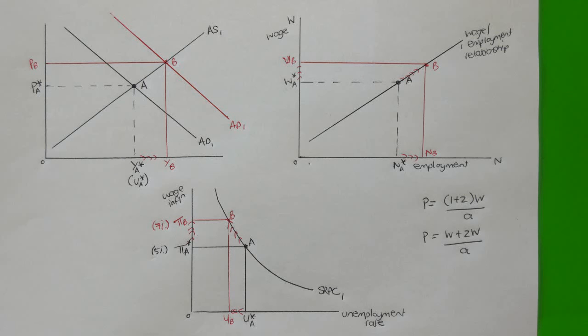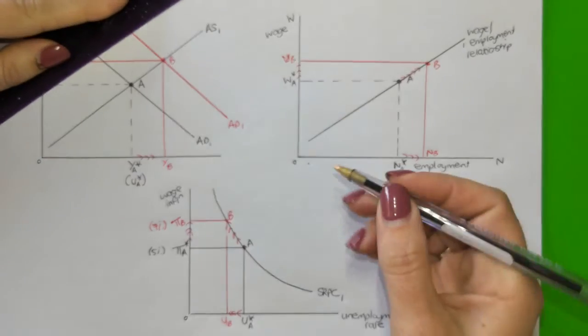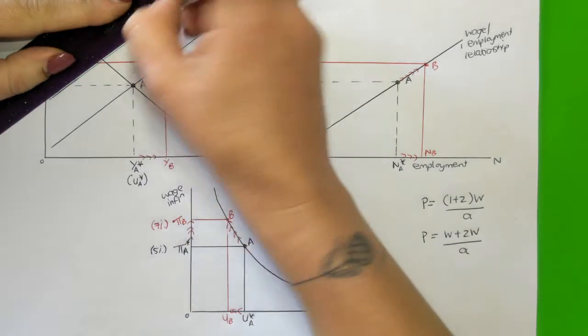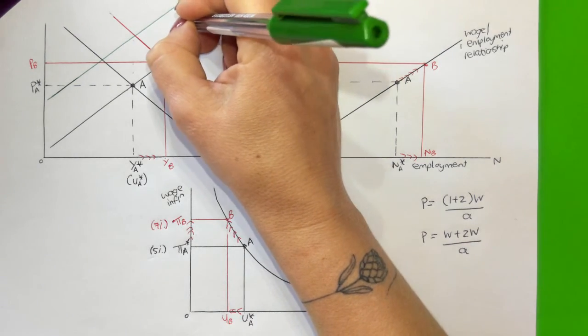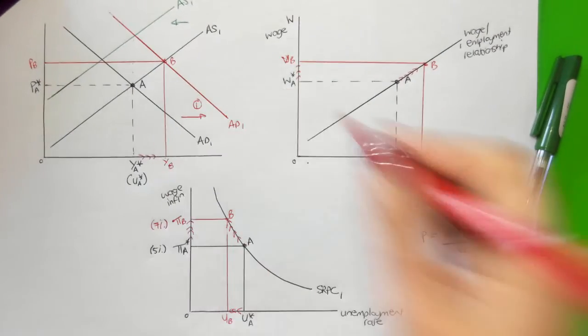This causes firms' costs of production to increase. When firms' costs of production increase, we show an increase in firms' costs of production as a leftward shift of the aggregate supply curve. So maybe I should just do that.